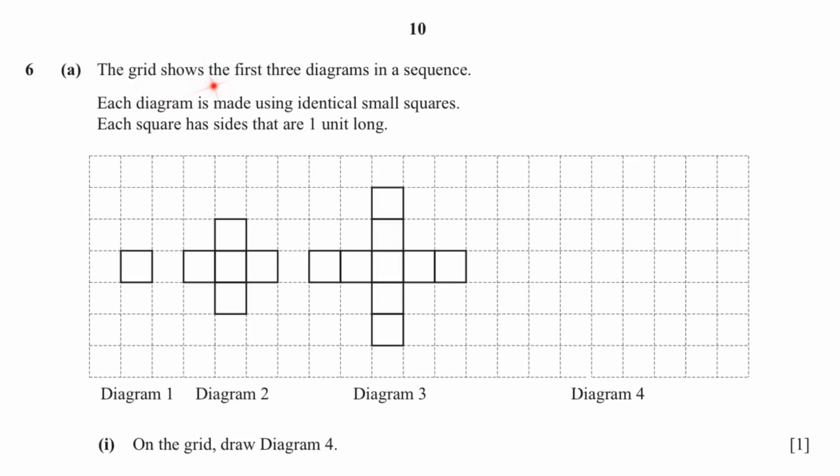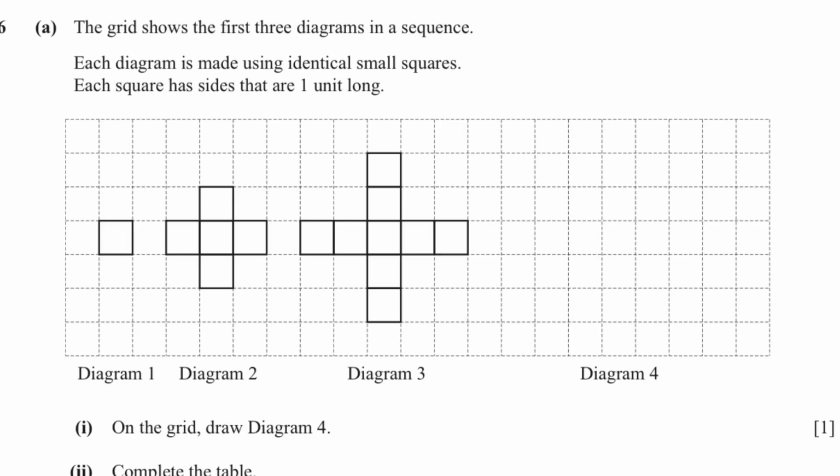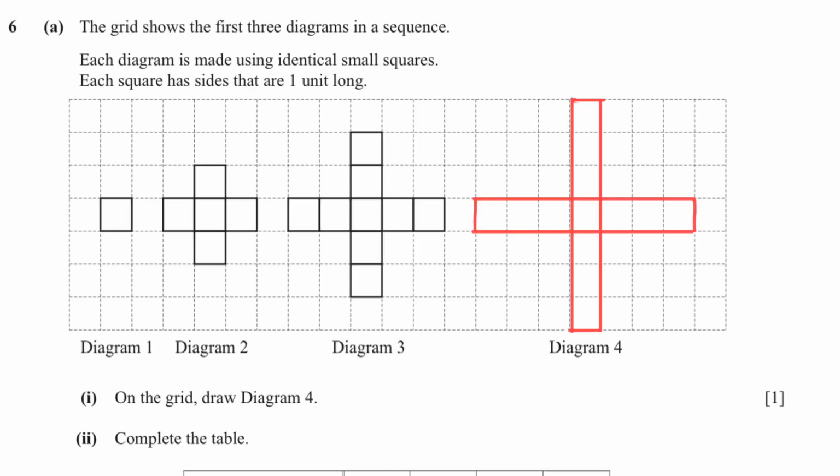6a. The grid shows the first 3 diagrams in a sequence. Each diagram is made using identical small squares. Each square has sides that are 1 unit long. And A1 is on the grid, draw diagram 4. You can see that every time you're adding 1 unit here and here. So you added 1 to the main square. Now you added 2. So in the next diagram, we are going to add 3 squares. So this is our shape.